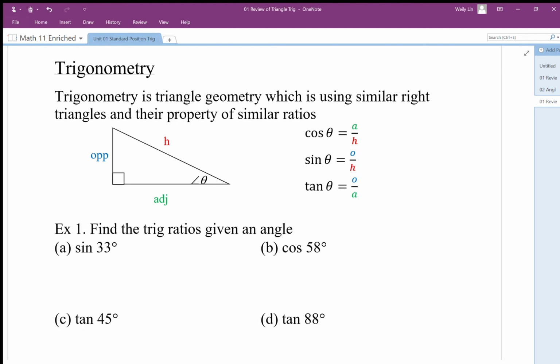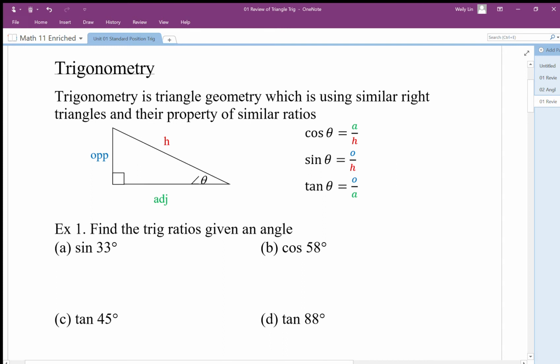So in grade 10, we did some triangle geometry, which is trigonometry, and we used the right triangle, and we use the following definitions. If we have an angle theta here, we would consider this side opposite. That's opposite to the angle, so we call that the opposite side. The adjacent side is the other leg of the right triangle, which is right next to the angle, and the hypotenuse represents the longest side.